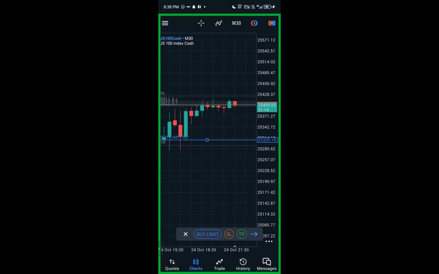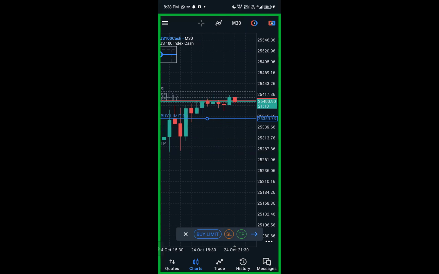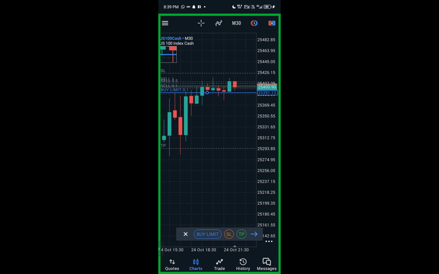Move the buy limit up. Yes, keep moving it. Now you can move it to our former entry. Move it to where our entry is, our 0.5. Move it to 0.5, exactly there. So it becomes a sell limit, right?